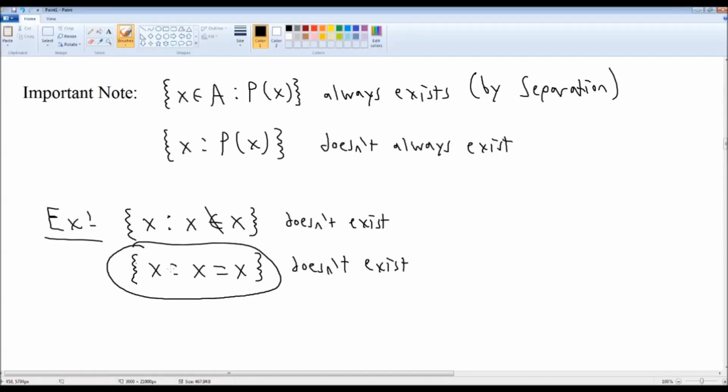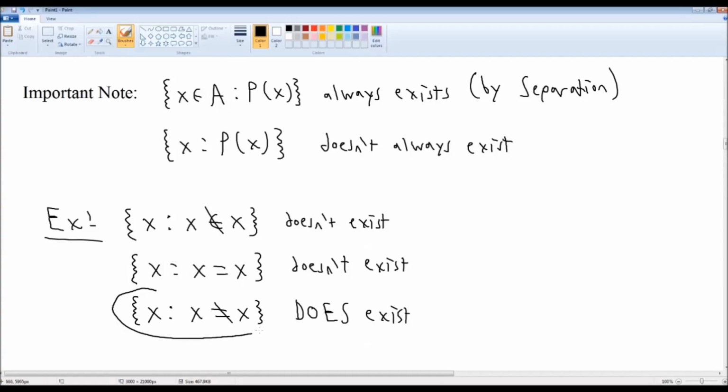Similarly, this doesn't exist. If this existed, it would be the set of all sets that are equal to themselves. And since anything's equal to itself, if this did exist, it would be the set of all sets, which we just proved can't exist. However, this guy actually does exist. Why? Because this is the set of all sets that are not equal to themselves. Now, it's impossible to be not equal to yourself, right? So therefore, this is the empty set. This doesn't have a single element. And so since we know the empty set exists, we know this set exists as well.